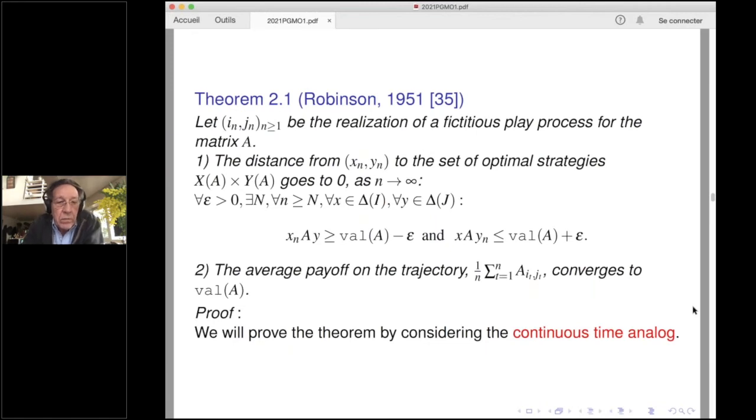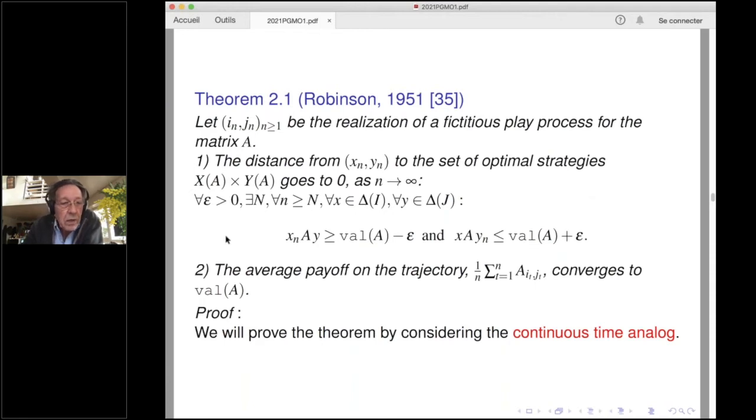So the theorem was proved by Robinson. So Julia Robinson was a student of Brown, and at some point she was the president of the American Mathematical Society. And this was part of her PhD. And she proved the following. If you look at the realization of a fictitious play process, then the distance from (xn, yn) to the set of optimal strategies goes to 0. Remember that xn and yn are the empirical distributions of moves of both players.